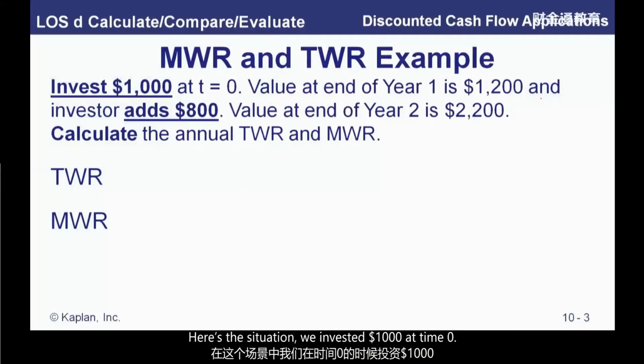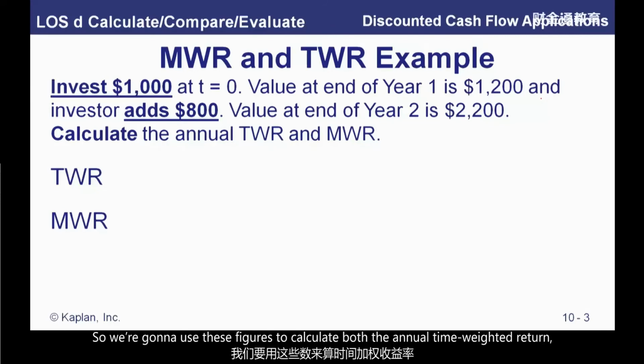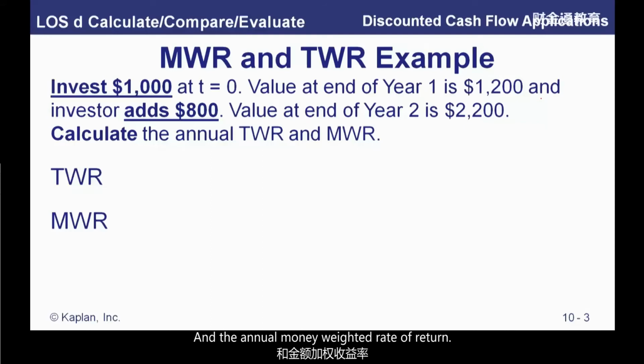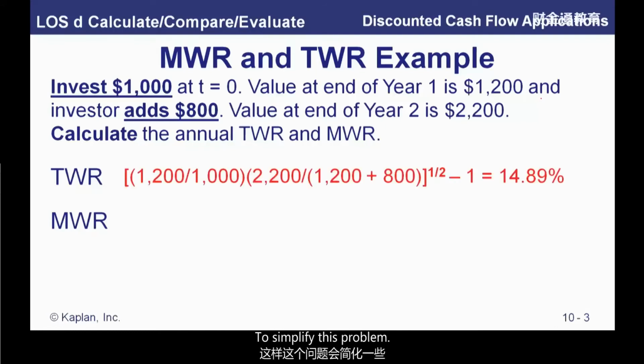Here's the situation. We invest $1,000 at time 0. At the end of year 1, the value grows to $1,200. And we have a cash flow in. We add $800. And now at the end of year 2, the account value is $2,200. So we're going to use these figures and calculate both the annual time-weighted return and the annual money-weighted rate of return. Now here, our period for significant cash flows is 1 year to simplify this problem.